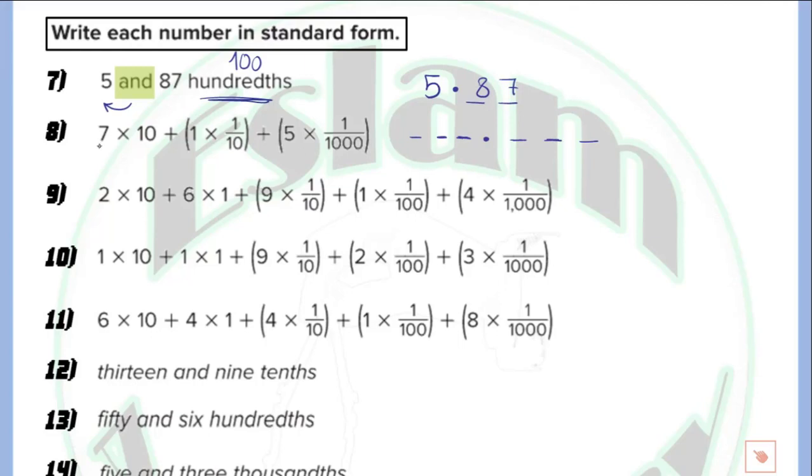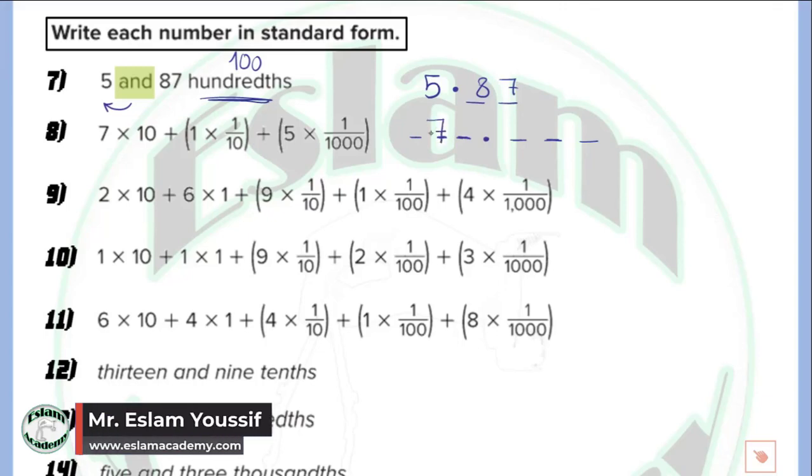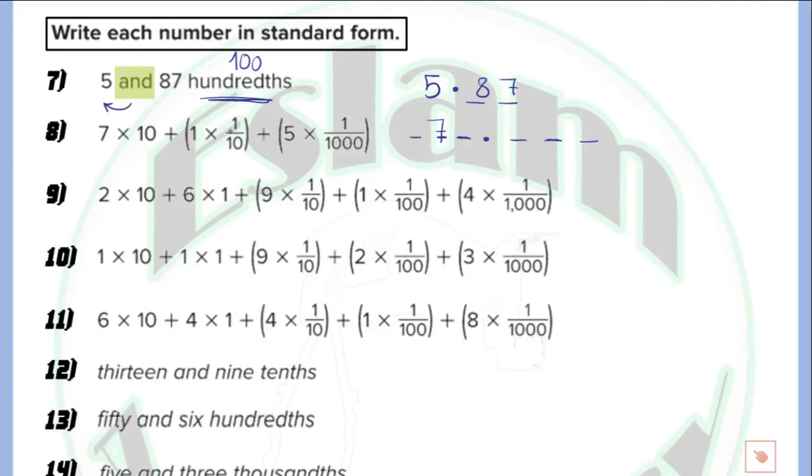So we just have here 7 times 10. 7 times 10 means the digit which lies at the tens place. So, before the ones and the decimal point, just write 7. After that, we have 1 times 1 over 10. 1 over 10 means the digit lies at the tenths place. After the decimal point, going to the right, the first digit is called the tenths place. Then 5 times 1 over 1000. 5 times 1 over 1000 means we just need the digit at the thousandths place. So from the decimal point: tenths, hundredths, thousandths.